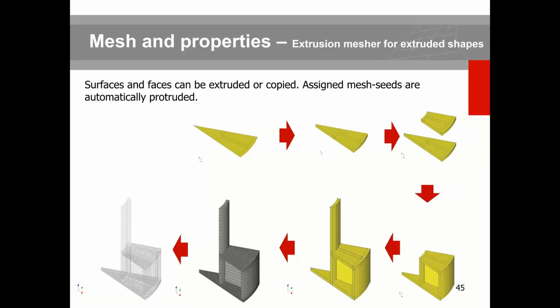For meshing, we have different types of mesher. These are smart processes. They recognize the generation of your geometry. If your geometry is based on extrusion, the extrusion mesher comes into the picture and generates a nicely patterned structured mesh.